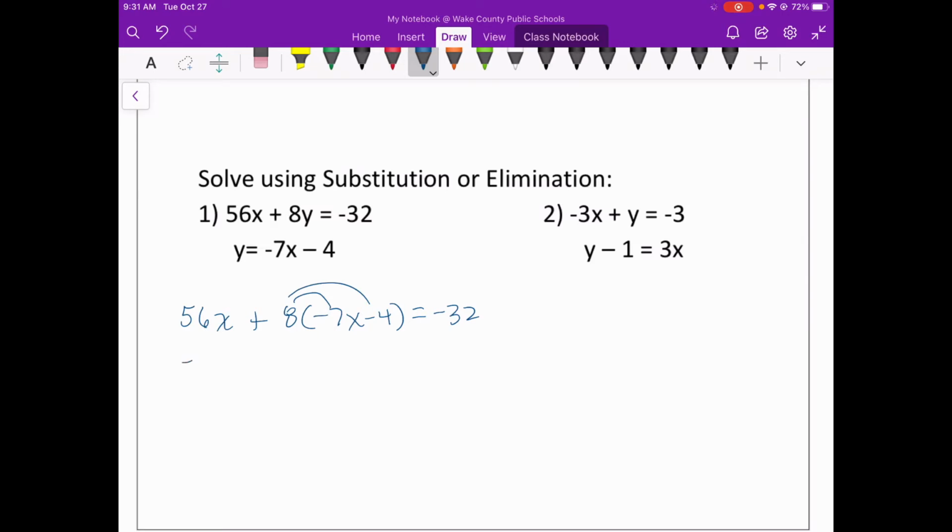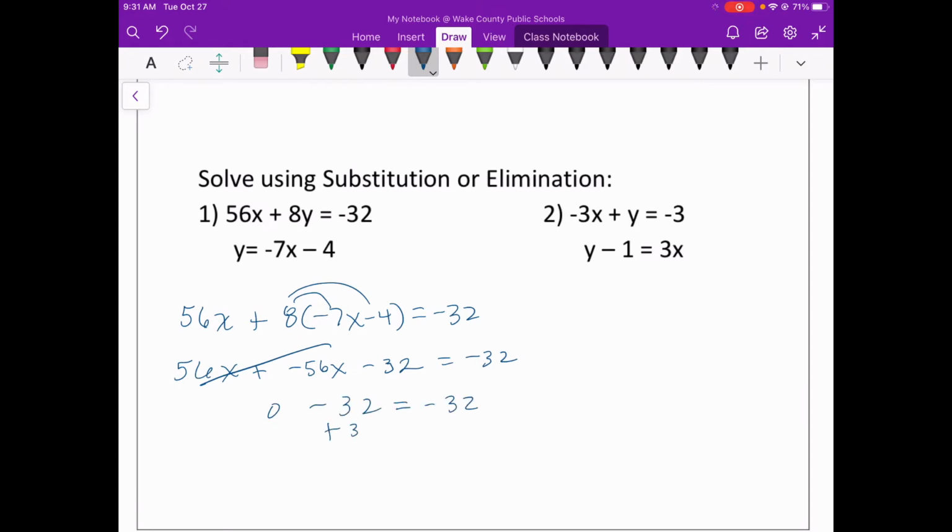Distributing the 8 now. So I've got 56x plus 8 times negative 7 is negative 56x. If you wanted to put minus there, that's fine. 8 times negative 4 is negative 32, equals negative 32. Okay, let's get the x's with the x's and the numbers with the numbers. And something strange happens. These cancel, and I'm left with 0 minus 32 equals negative 32.